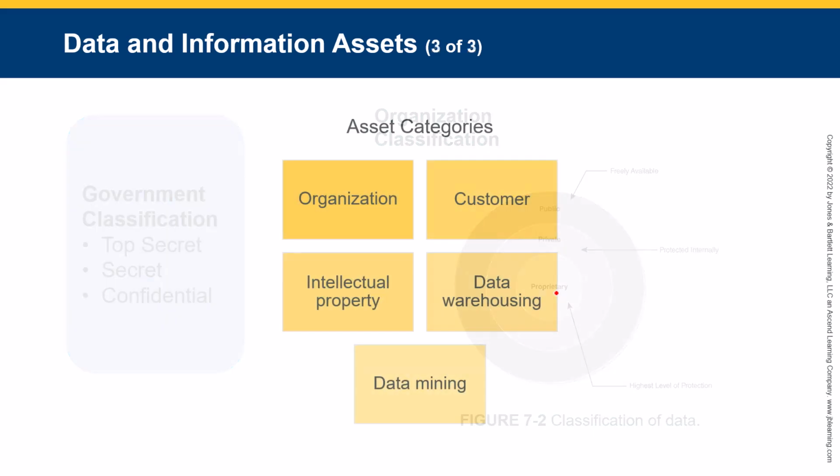We could then go further and categorize the data and assets. So in this example, looking at information and data assets: organizational, customer data, warehousing data, IP data, data mining. So these are just some of the main categories that we may rank or categorize our material with. Again, not a complete list.